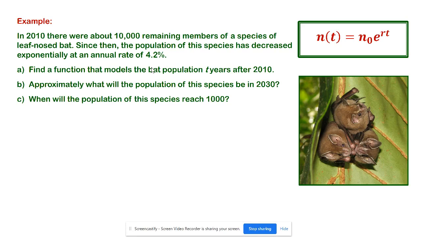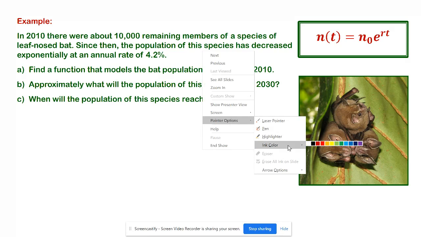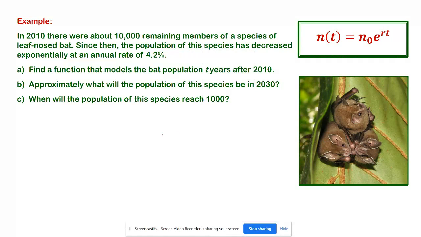This involves these leaf-nosed bats, and I cannot vouch for the accuracy of this information. I kind of did about 2 minutes of research on leaf-nosed bats and then just started picking numbers. But we're going to pretend it's real. So in 2010, we have these 10,000 remaining members of this species. So 10,000 is our N sub 0.